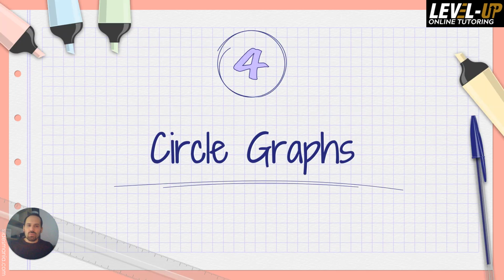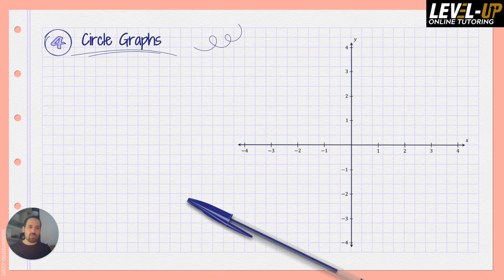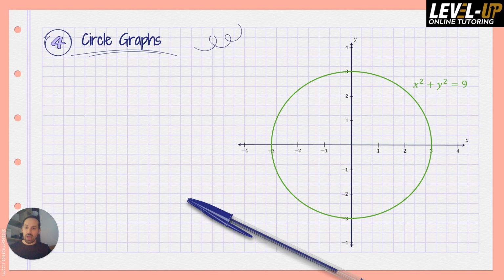So let's move on. We've done linear graphs and quadratic graphs. They're the two big ones that we're going to spend most time working on. So let's look at circle graphs now, which is another big one that we need to be aware of. So this is an example of a circle on an axis. Obviously, you know what a circle looks like.